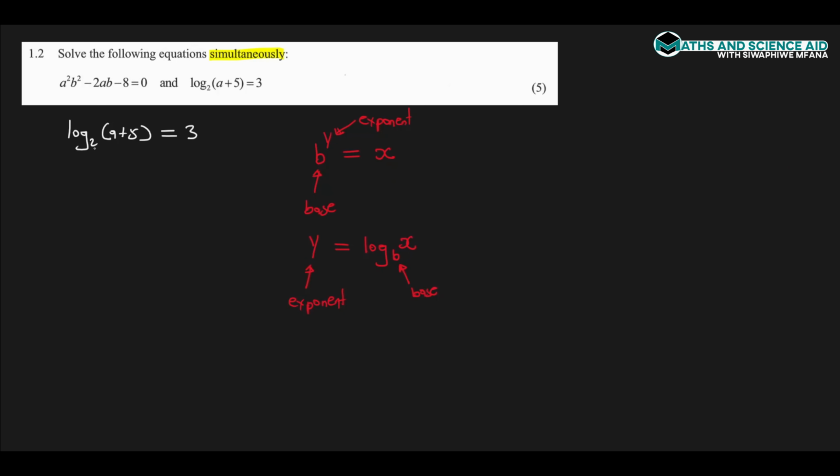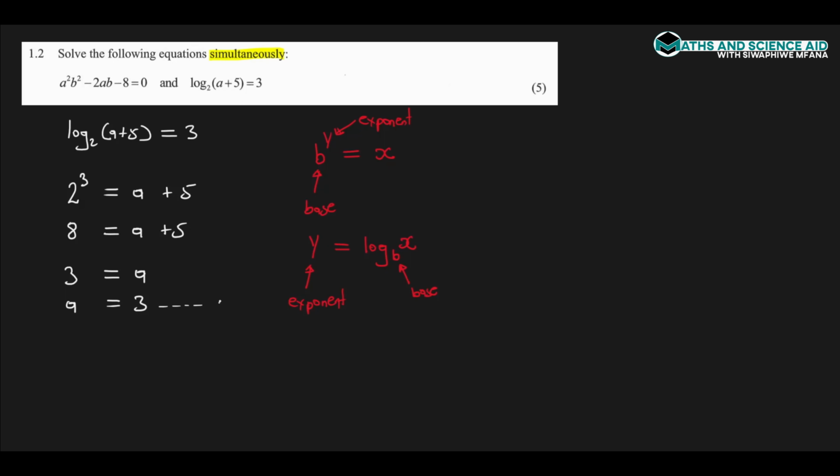Here we can see that 2 must be the base and 3 should be the exponent, just like y in this example. Therefore, this must be equal to a plus 5. So we know that 2 to the power of 3 is 8. So 8 is equal to a plus 5. And then we transpose 5 into the left-hand side. So we'll have 8 minus 5, which is equal to 3. So 3 is equal to a, or a is equal to 3.